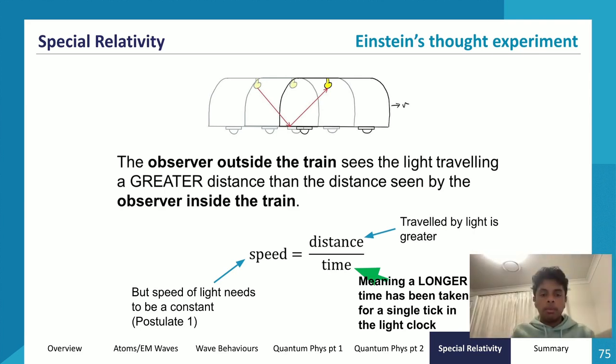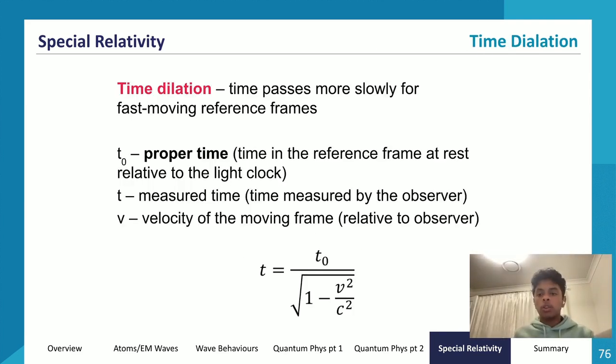And so now let's keep going to the mathematical way of representing this, and we represent this through time dilation. So this is what the equation for time dilation looks like. You will have it in your data sheet. So we have proper time, which is the time in the reference frame at rest relative to the clock. So proper time is like the actual time that is taken.